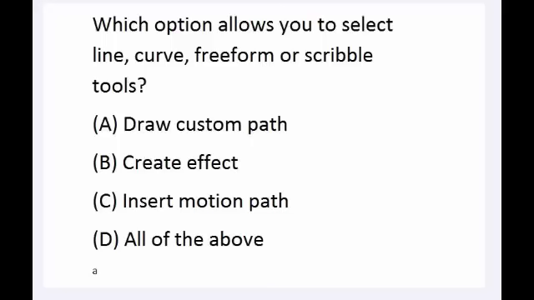Which option allows you to select line, curve, freeform or scribble tools? A. Draw custom path, B. Create effect, C. Insert motion path, D. All of above. इसका जवाब है A. Draw custom path.